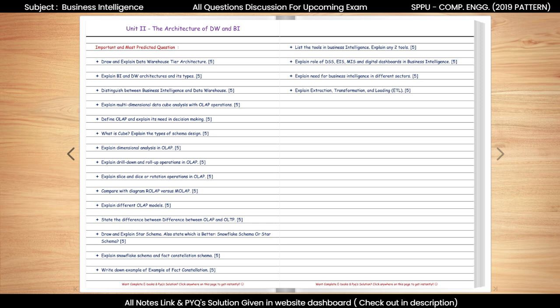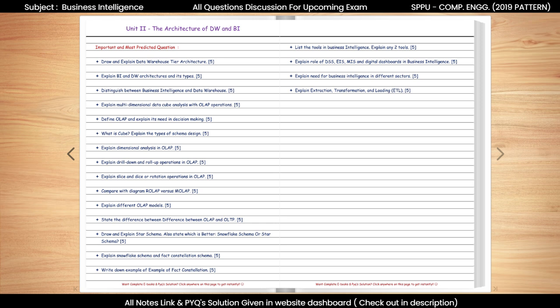Now, let us move on to our next important topic, dimensional analysis in OLAP. From this topic, we can expect questions such as, explain dimensional analysis in OLAP. Dimensional analysis involves examining data across different dimensions to understand patterns and relationships. It helps decision-makers analyze performance across time, regions, or products.